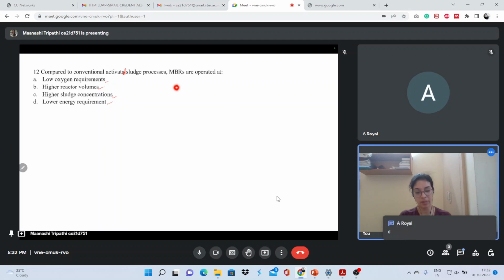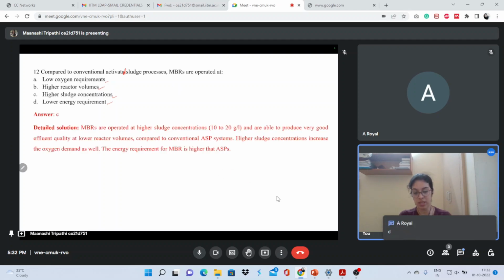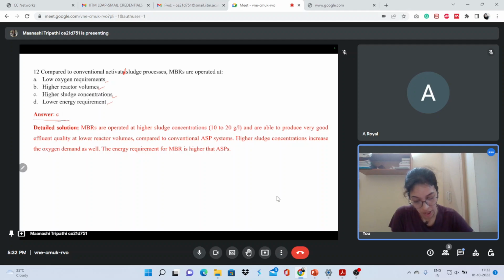Okay, let's see. So the answer is C. Low oxygen requirement, that will not be there because now we are not mixing it completely. Higher reactor volume, no, like we are removing one more unit.